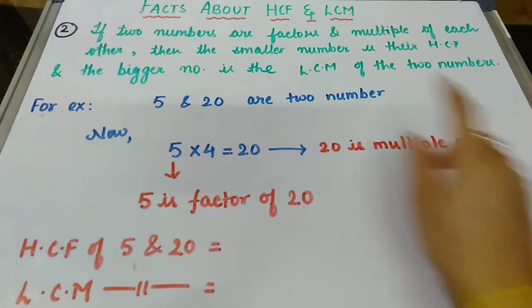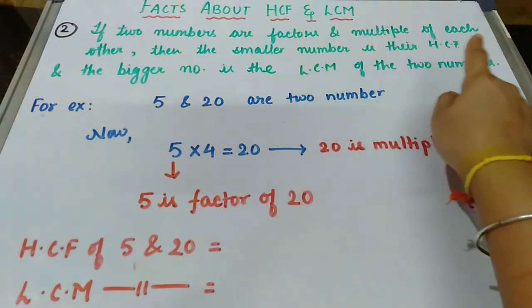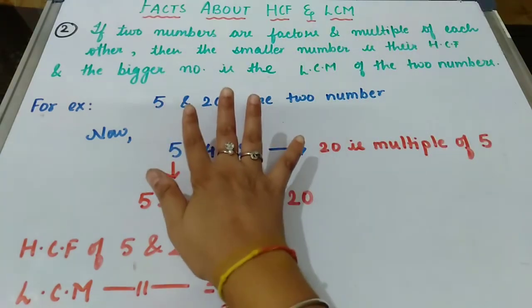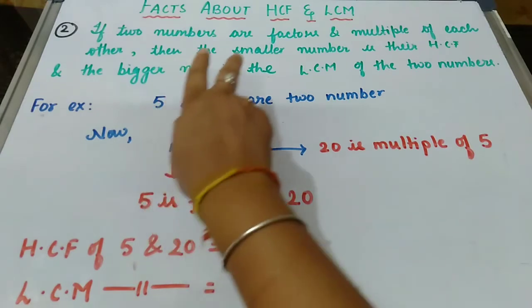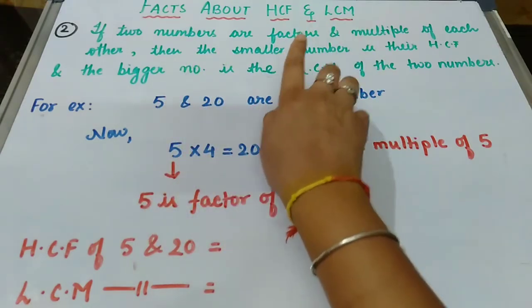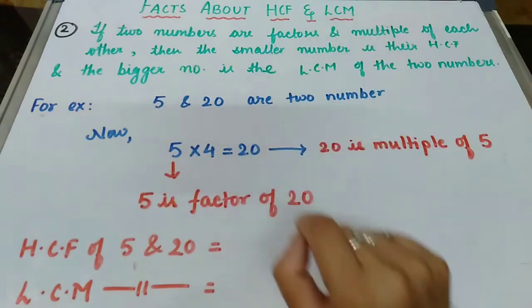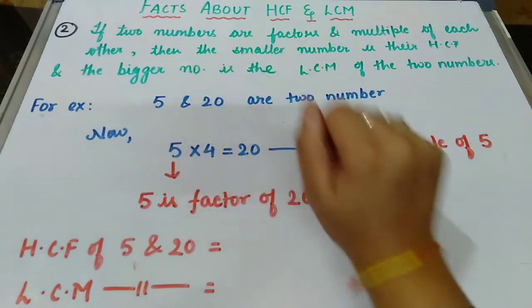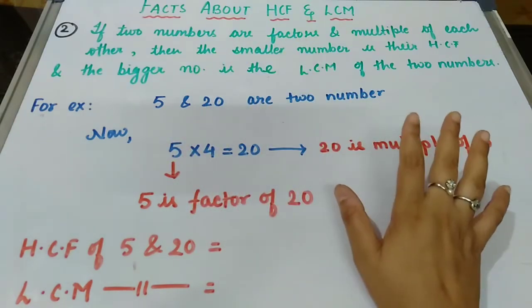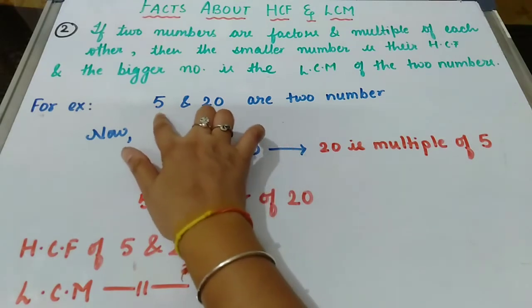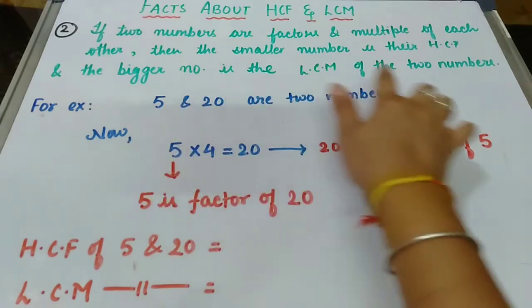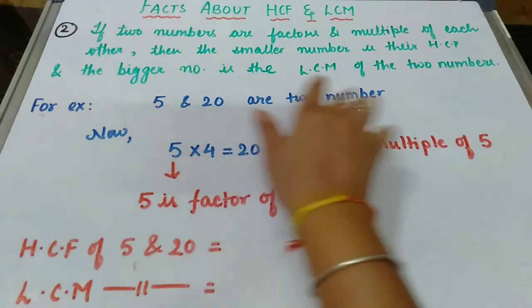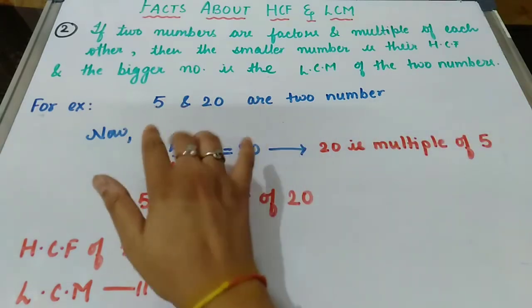Now let us see the second fact. If two numbers are factors and multiples of each other, if we take any two numbers and both the numbers are multiples, then the smaller number is their HCF. So the smaller number will be the HCF and the bigger number will be the LCM of the two numbers. So let us see the example here.